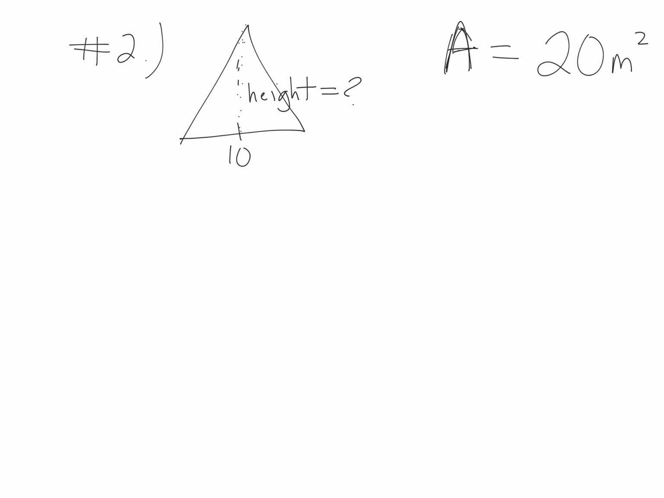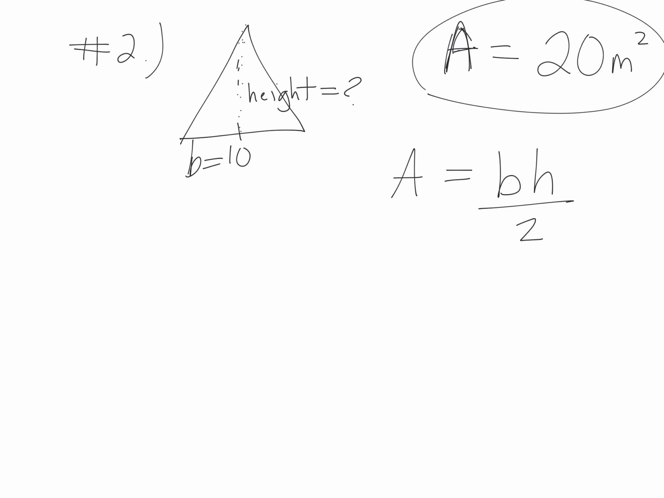It worked. In this question, this time you have to find the height of the triangle. You're given the base, and you're given the area. Write down the formula for area of a triangle. Area equals base times height divided by 2. Vithues, what's the area of the triangle? So 20 equals, what's the base?